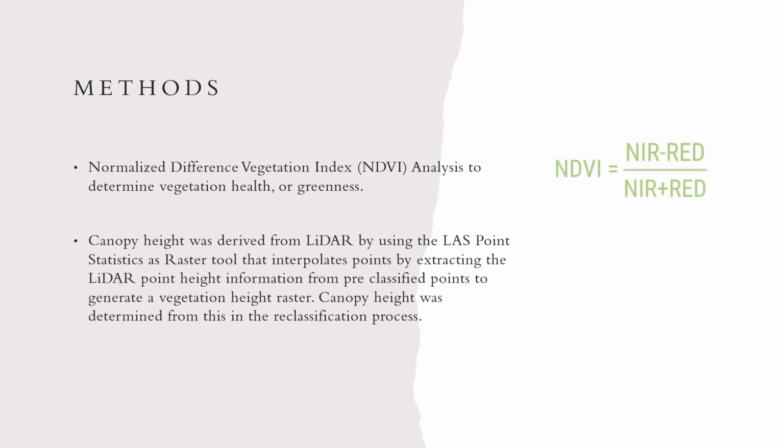being healthy vegetation. Now, canopy height was derived from that LiDAR point cloud I mentioned, and to do that I used the LAS point statistics as rasters tool, which interpolates or creates a continuous surface out of those elevation points that were pre-classified, and that was used to generate a vegetation height raster. To pick out canopy height, that was part of the reclassification process, which I will go over next.